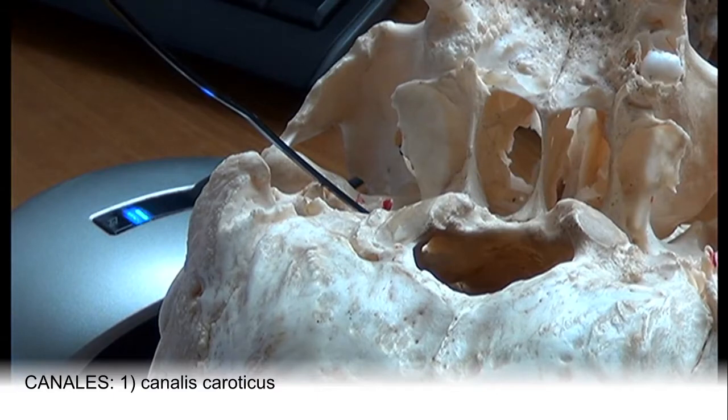Canalis caroticus. Sure, it's necessary for the carotid artery, which supplies the brain with arterial blood.